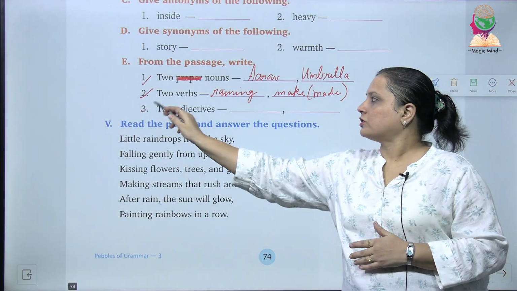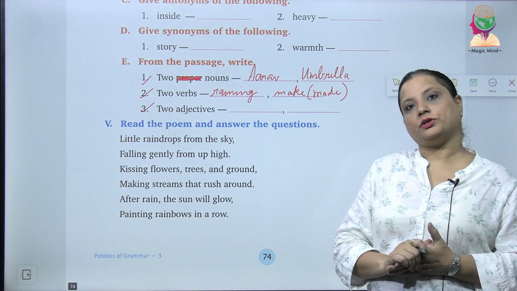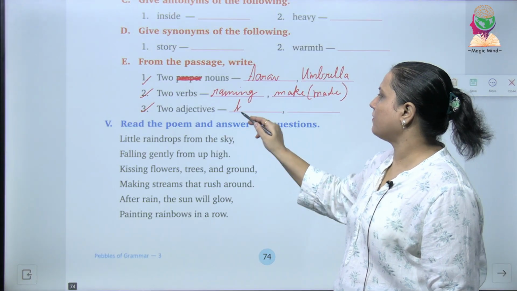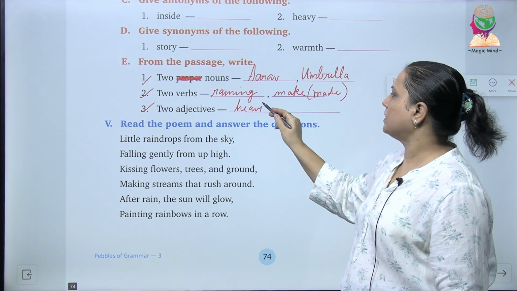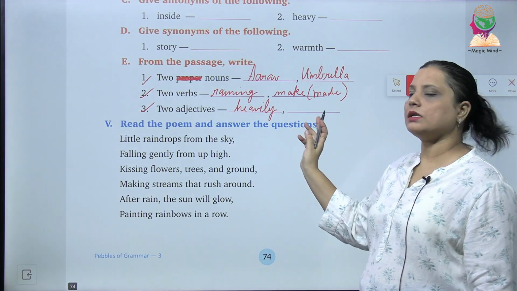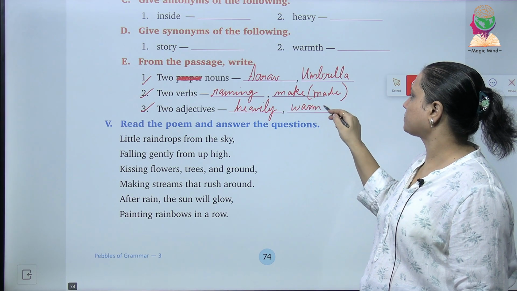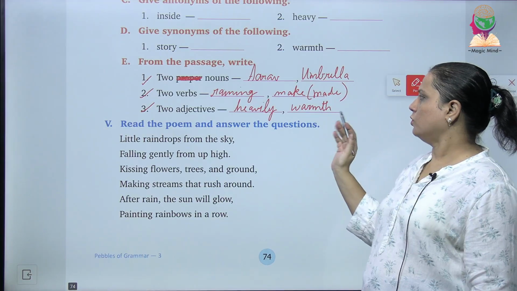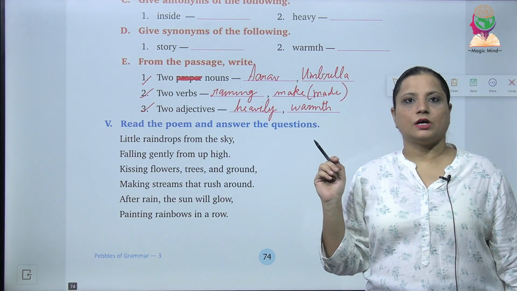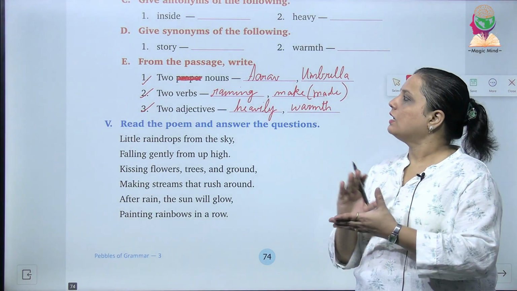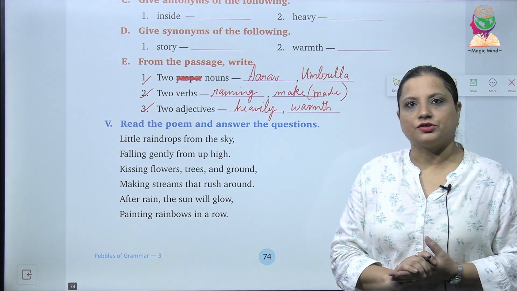Let's now move to question number 3, where we have to mention any two adjectives. Now the first word is heavily. It was raining heavily. And the other word that I am writing over here is warmth. So these are the two adjectives which are present in the passage. And with this we have completed the exercise of the passage.